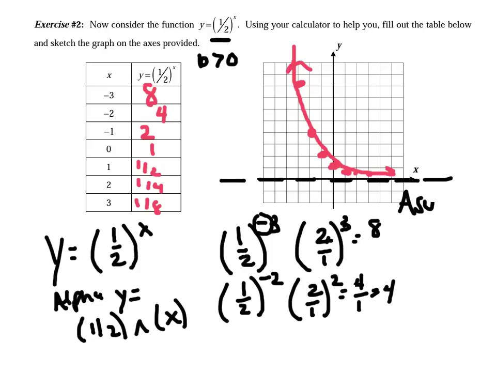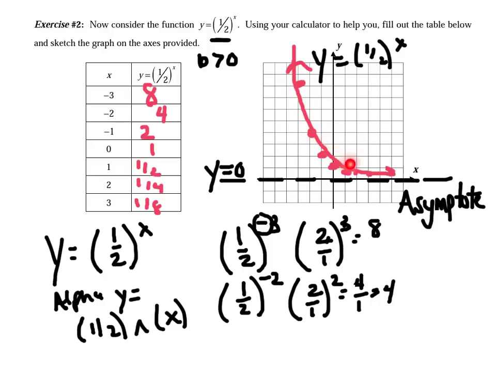Asymptote, A-S-Y-M-P-T-O-T-E. And again, that's the line y equals 0, and this is y equals 1/2 to the x. So what we're implying with that asymptote is that this graph is getting closer and closer, infinitely small, but never touching.